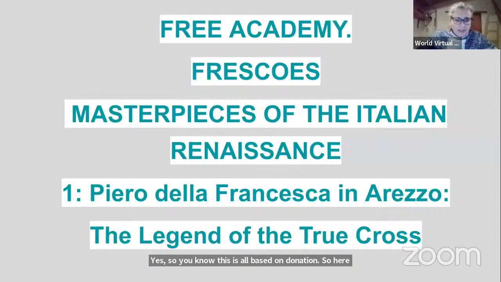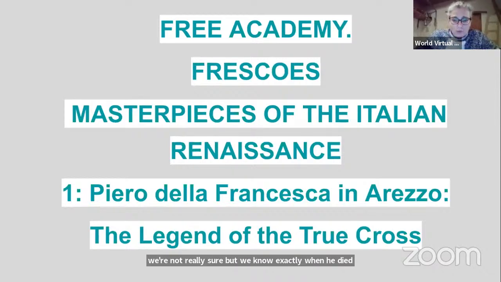And so this is the first talk about Piero della Francesca. Piero della Francesca lived throughout most of the 15th century. We don't know exactly when he was born, but it must have been something like 1415, 1416, 1418. We're not really sure, but we know exactly when he died because there's a document in his birth town.